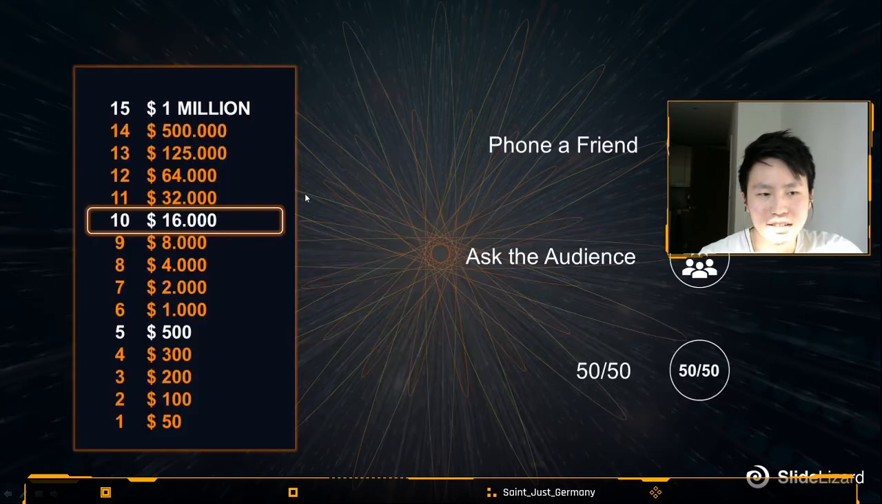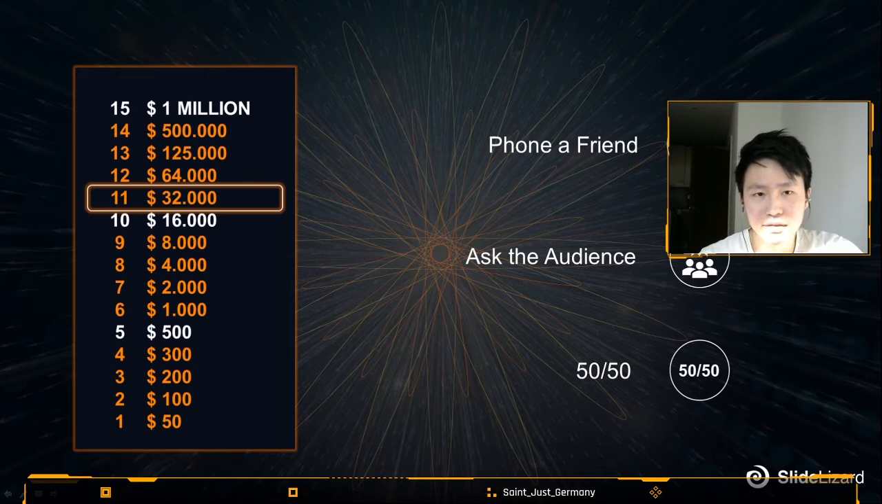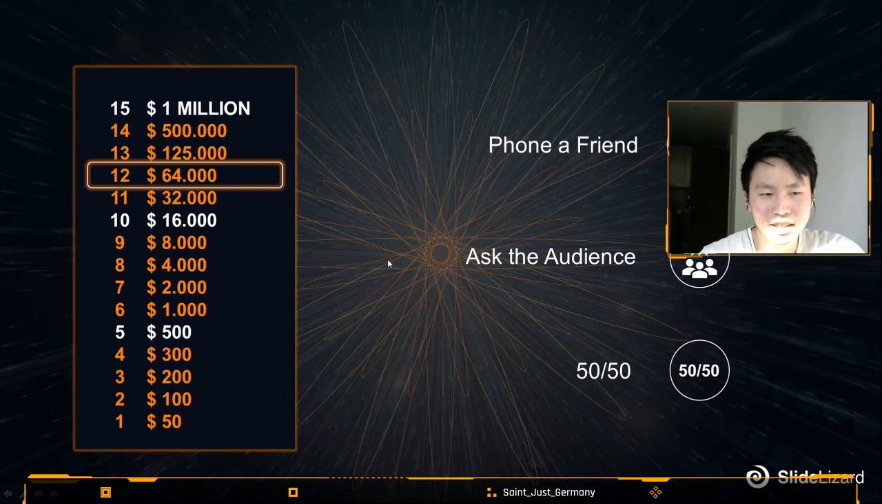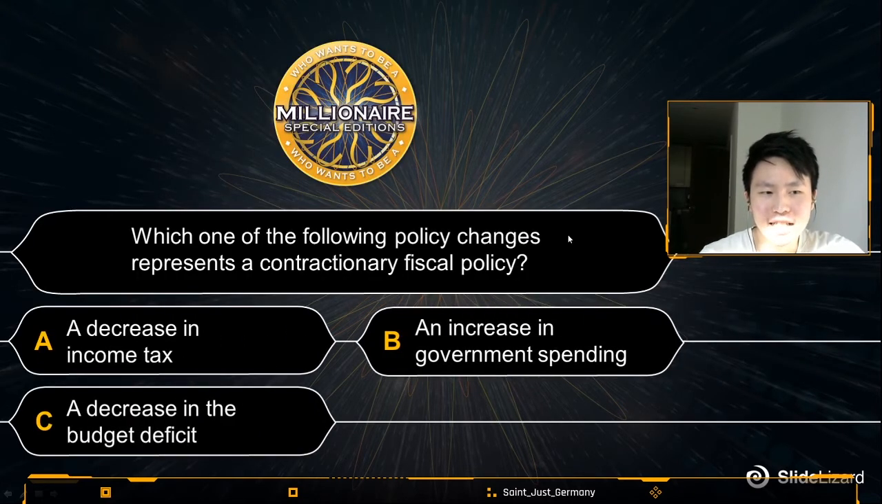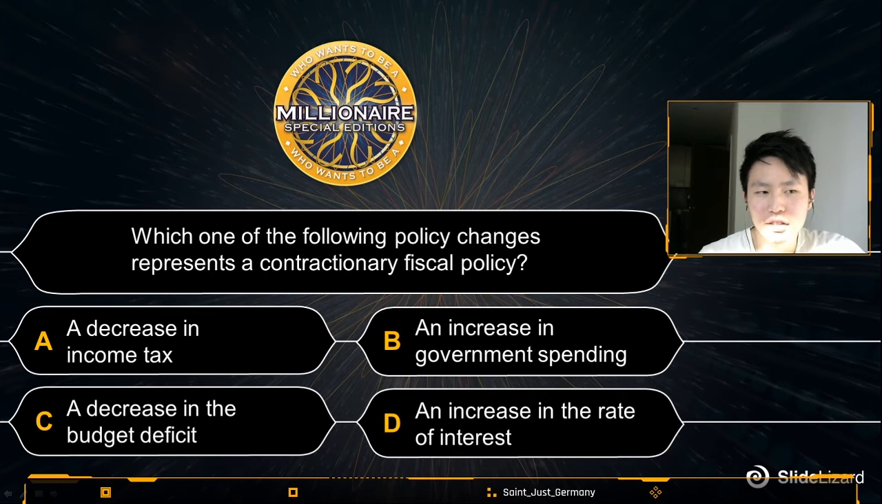Next one. $64,000. Which one of the following policy changes represents a contractionary fiscal policy? A, a decrease in income tax. B, an increase in government spending. C, a decrease in the budget deficit. Or D, an increase in the rate of interest.